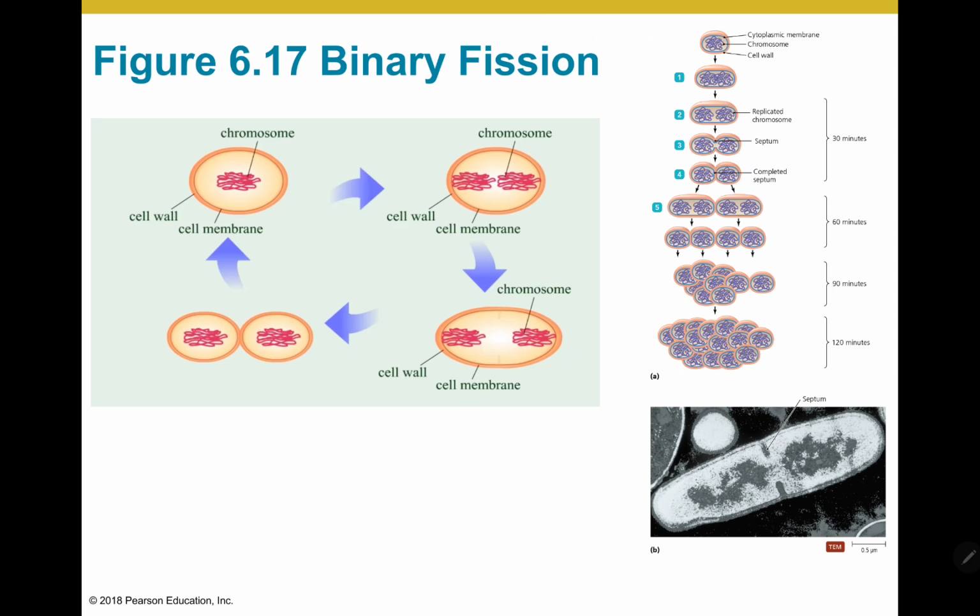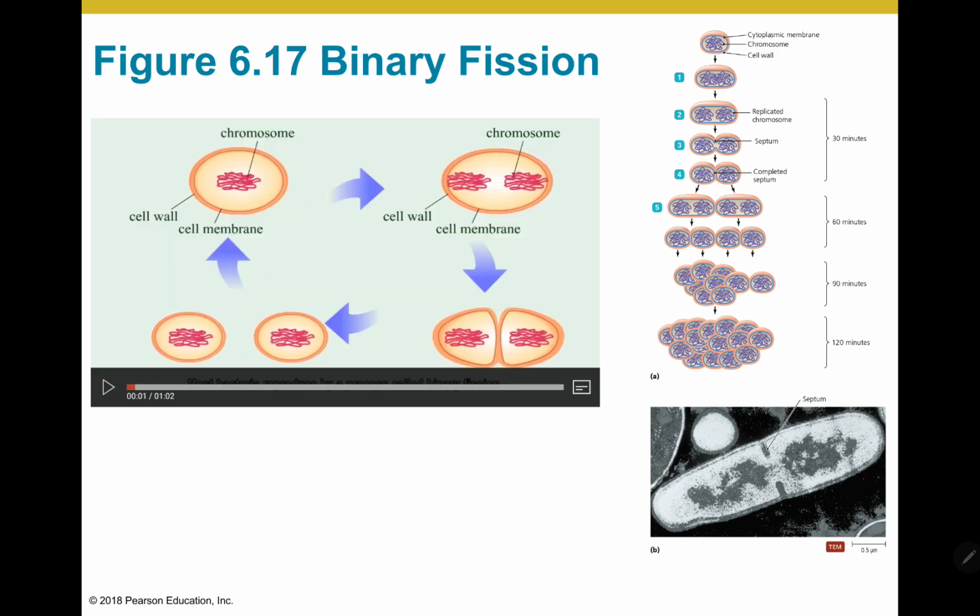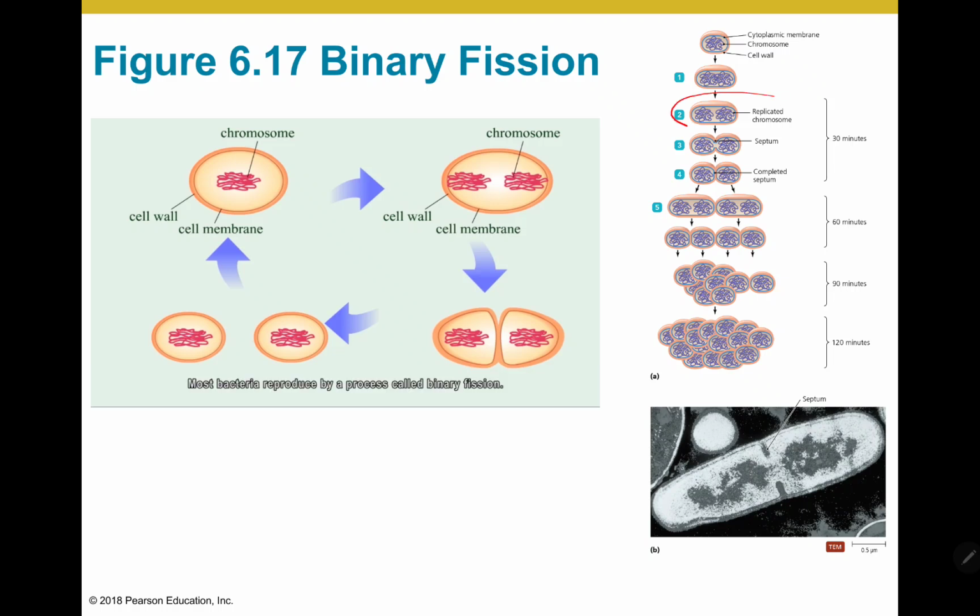So here's binary fission. This is how some prokaryotes undergo reproduction. In binary fission, and you can watch that video too on your slides, the chromosome, the DNA, will get replicated. Then we introduce the septum, or this cross wall right here. And then that cross wall is completed, and you have two new, identical organisms. And they just continue to divide.